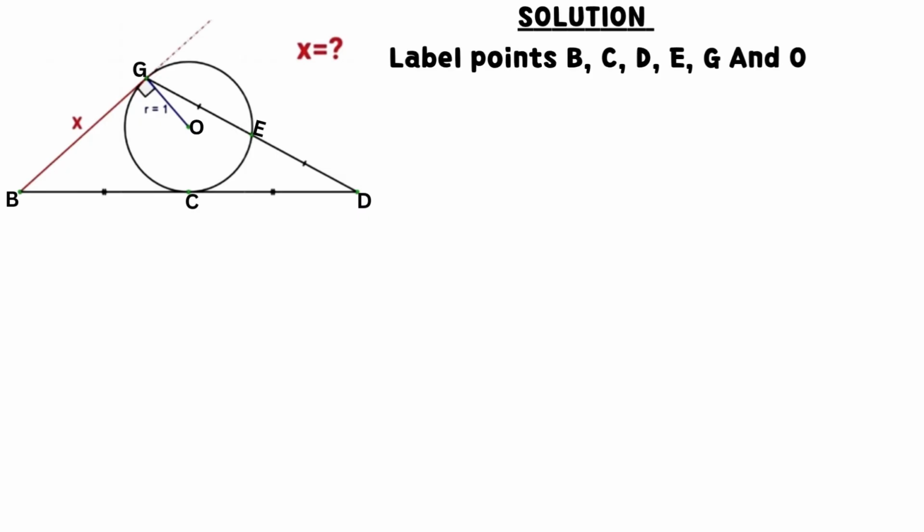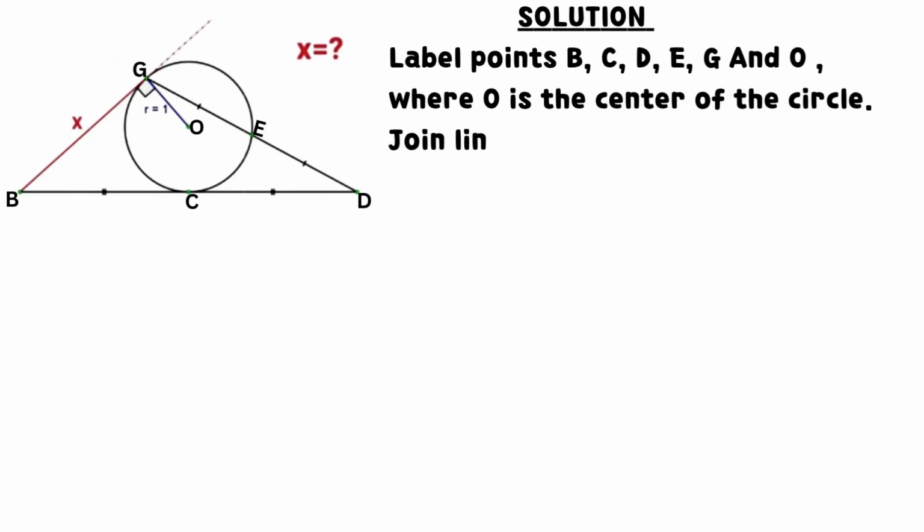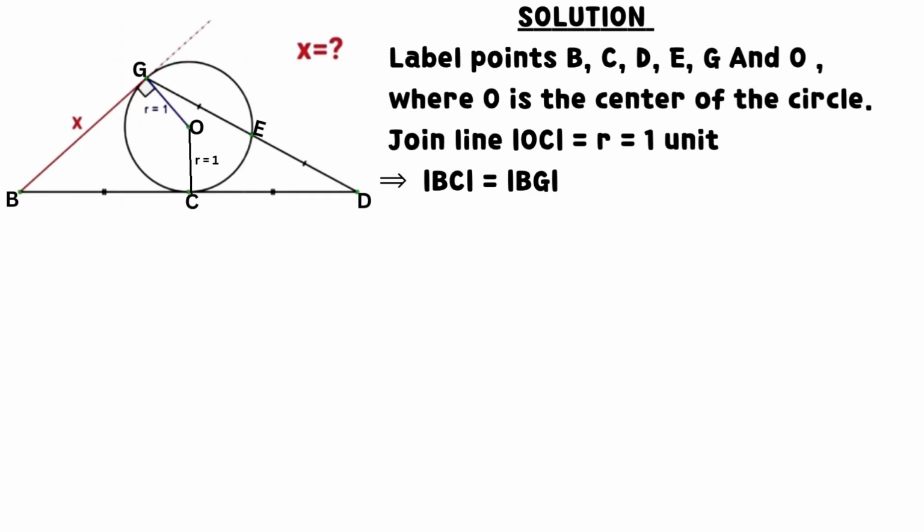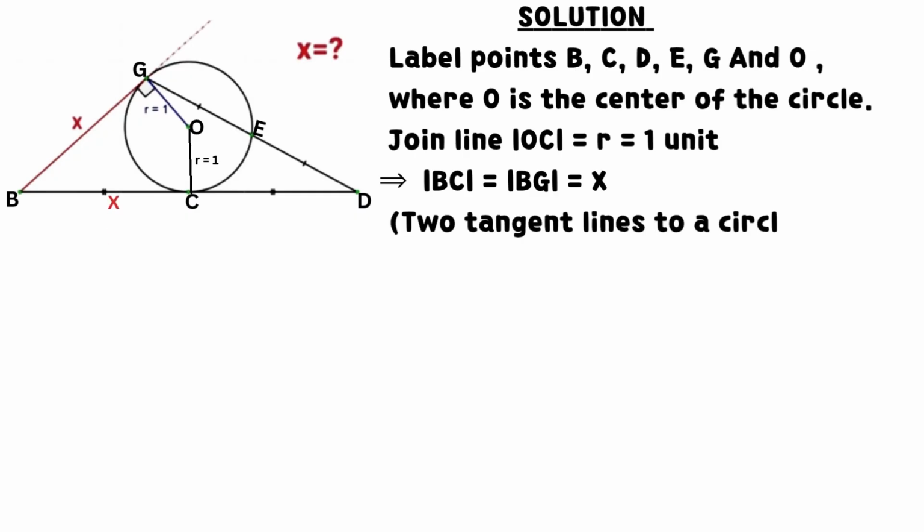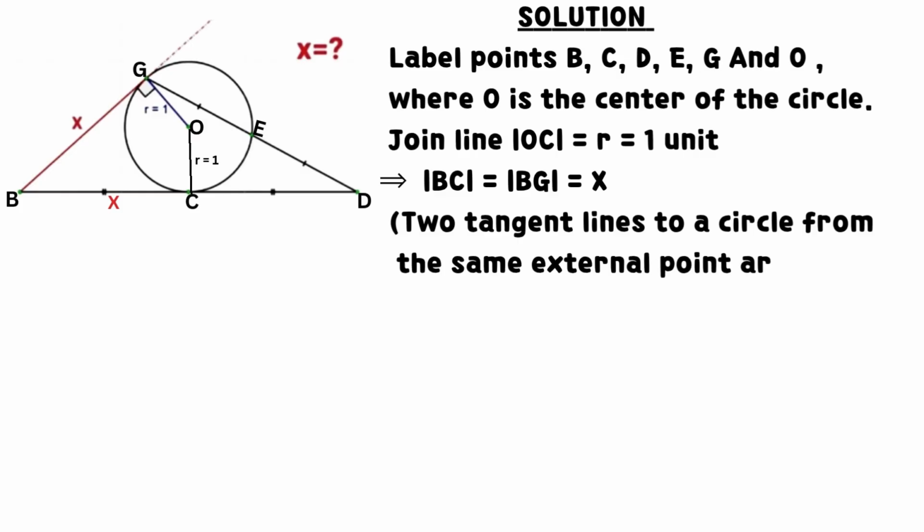Label points B, C, D, E, G, and O, where O is the center of the circle. Join line OC equals R, which equals 1 unit. This implies that line BC equals line BG, which equals x. It is because two tangent lines to a circle from the same external point are equal.